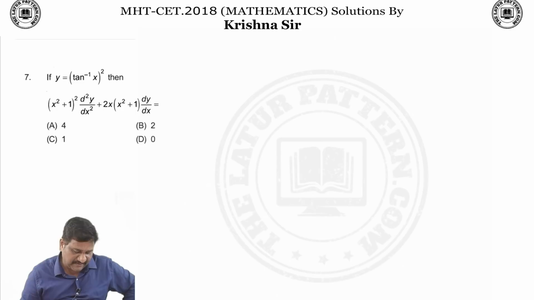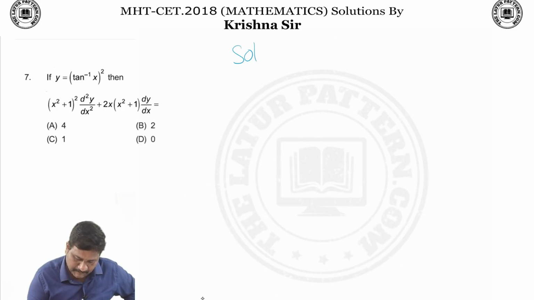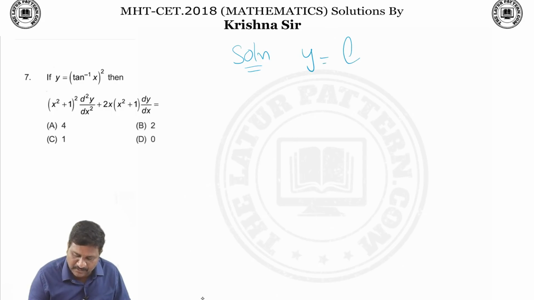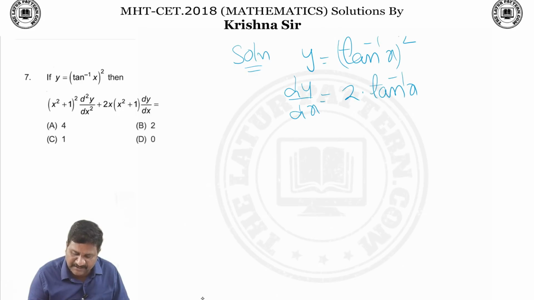Now the question number 7, whose solution? The given y is equal to tan inverse x whole square. Now we have to find out this value. So given function y is equal to tan inverse x whole square. Now we are differentiating with respect to x. Then dy by dx is equal to 2 into tan inverse x, and the inner derivative of tan inverse x is 1 upon 1 plus x square.